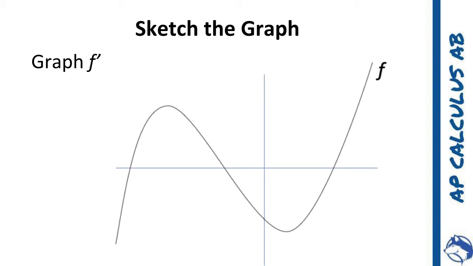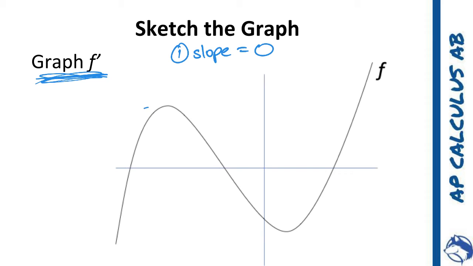This one's a little bit trickier. So they give us the graph of f, and they want us to graph f prime. So I'm going to do the f prime graph in blue. And the first piece that I always start off with, when I'm looking at f, is finding the points where the slope is equal to 0.